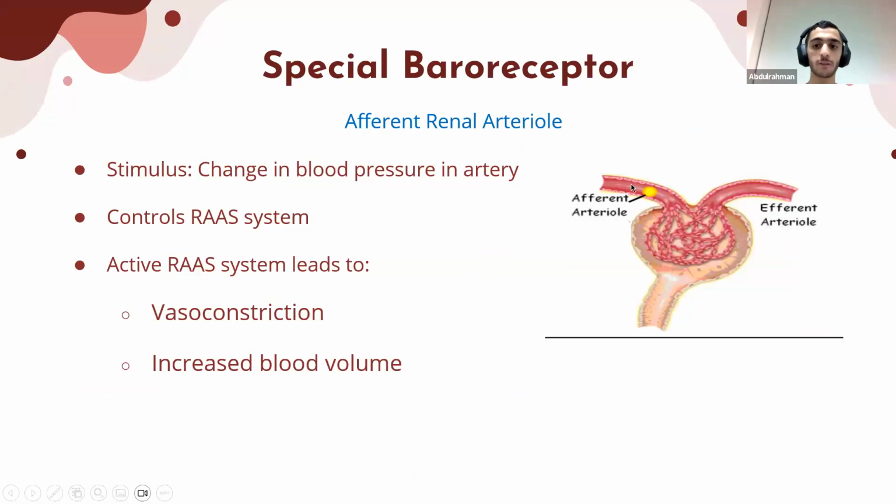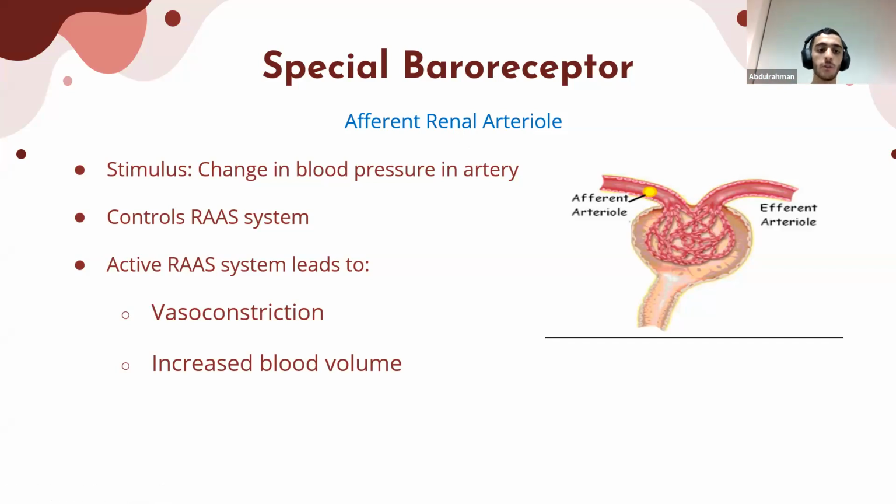So the baroreceptor, the last one, why did I put it as special? It functions in the same way: if there is more blood pressure, more firing; less blood pressure, less firing. The only difference is that the change is not going to be controlled by sympathetic and parasympathetic. The change is going to be done through the RAAS, or the renin angiotensin aldosterone system.